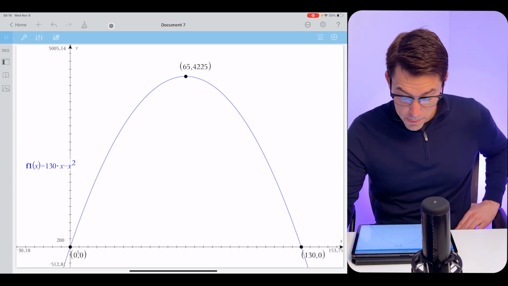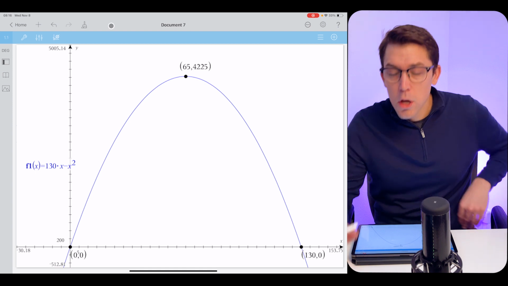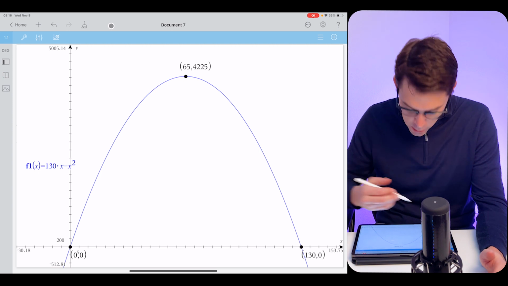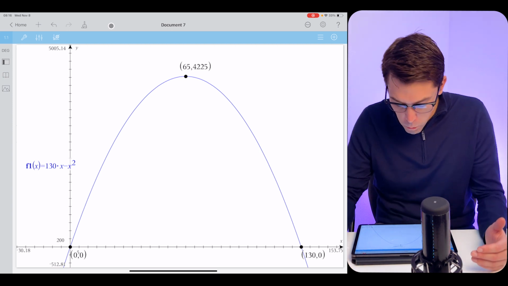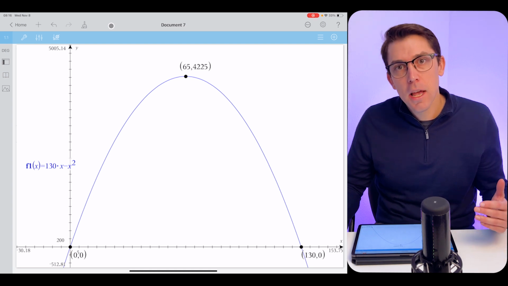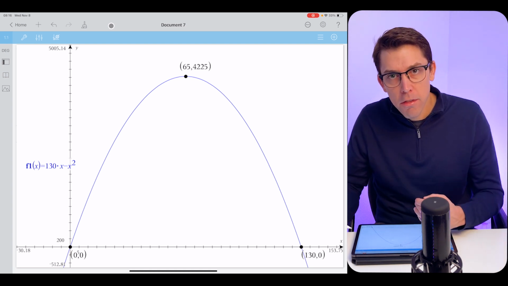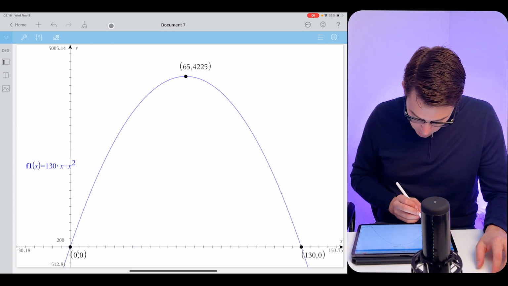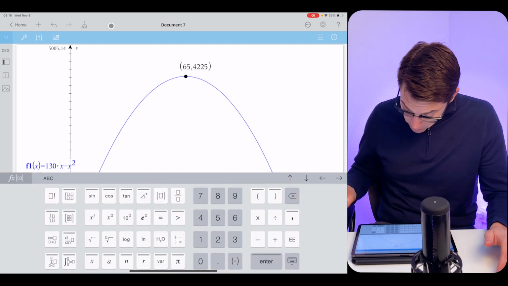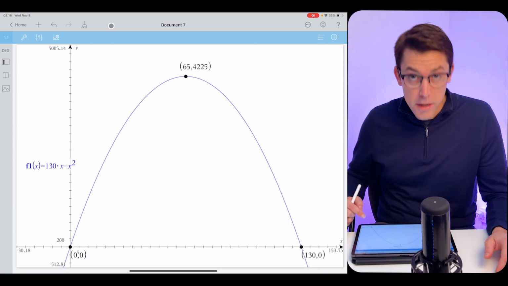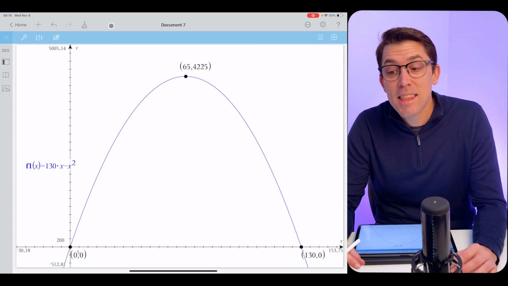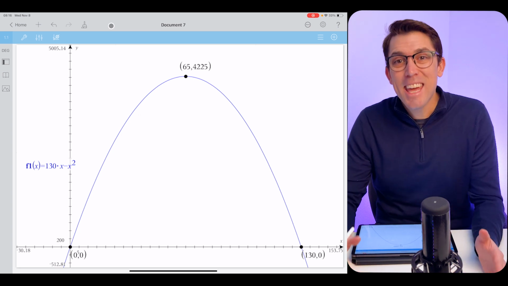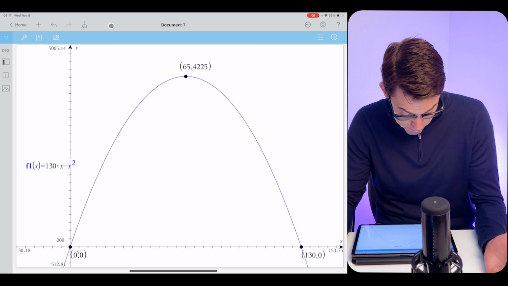4,225). So now the question asked us, what do these two zeros mean? What do these two x-intercepts, (0, 0) and (130, 0), mean? Well, keep in mind what the problem is asking us. x is going to be our length. Our y-coordinate is going to be our area. So look at what the y value is. In (0, 0), it's 0. And in (130, 0), it's 0. So what this means is that this is going to be the value of the length that gives us an area of 0.